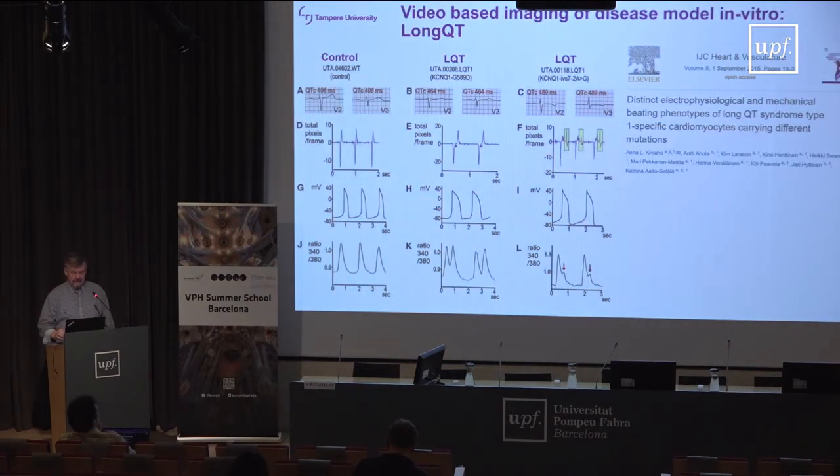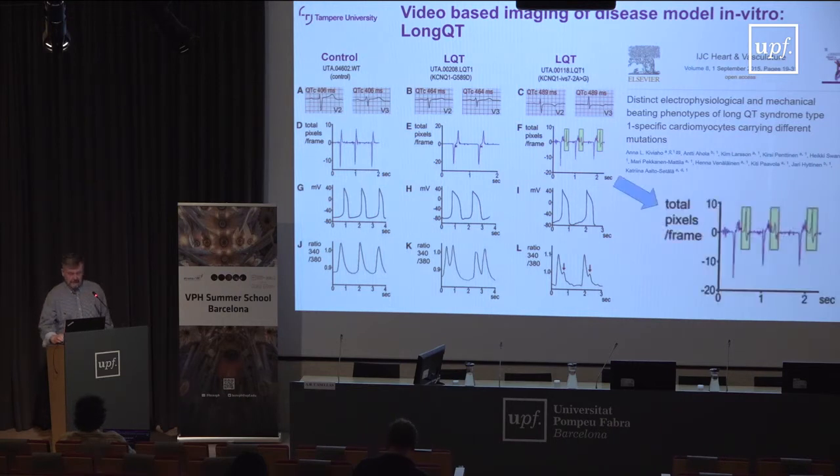And it works in certain diseases as well. So there's a definite change of beating, for example, in long QT. It's not just making the QT time longer, it's actually quite a marked change. It's actually more drastic in the single cells than in the heart tissue. So we can really quantify diseases by using this method as well.